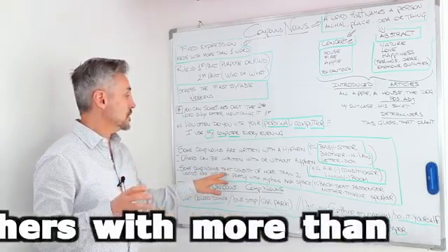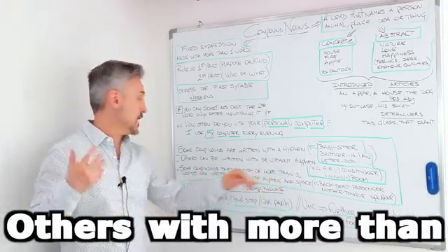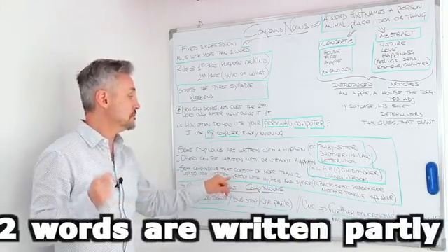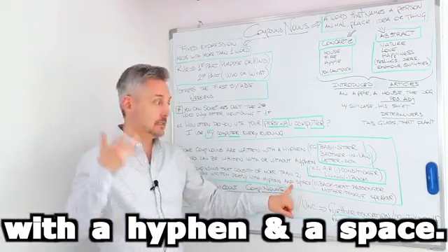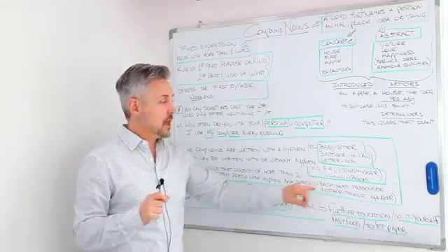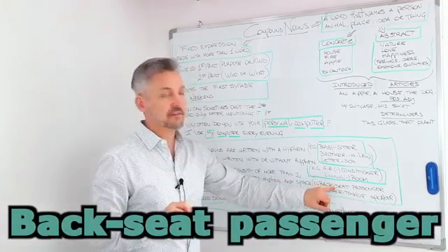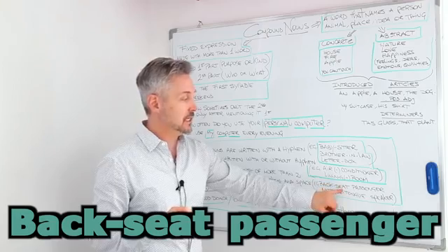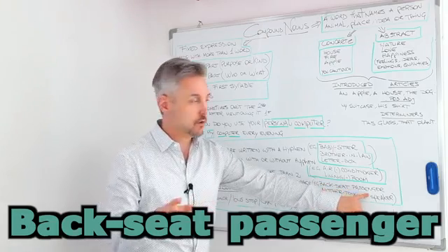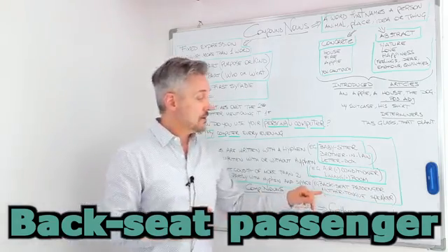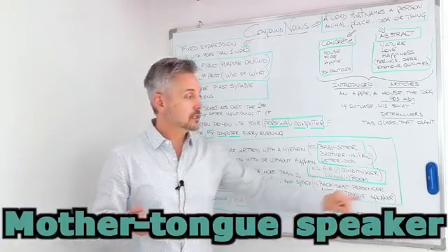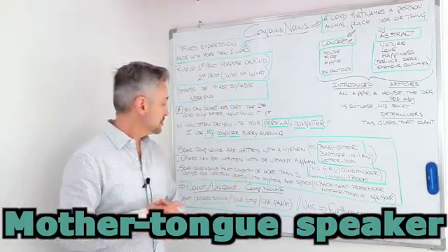Some compounds that consist of more than two words are written partly with a hyphen and a space. For example, back-seat, and here we have a hyphen, back seat passenger, no hyphen. We just add a space. Mother tongue speaker, for example.